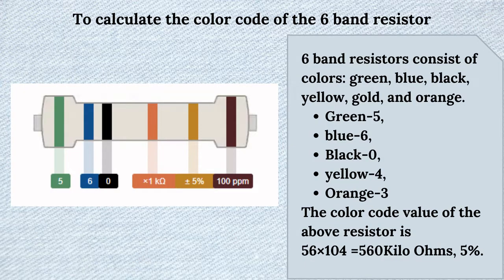To calculate the color code of the 6-band resistor: the 6-band resistor consists of the colors green, blue, black, yellow, gold, and orange. Green 5, blue 6, black 0, yellow 4, orange 3. The color code value of the above resistor is 56 times 10^4 equals 560 kilo ohms.